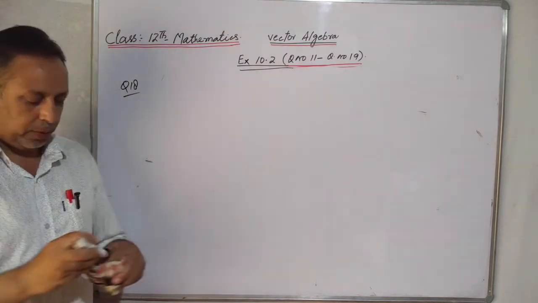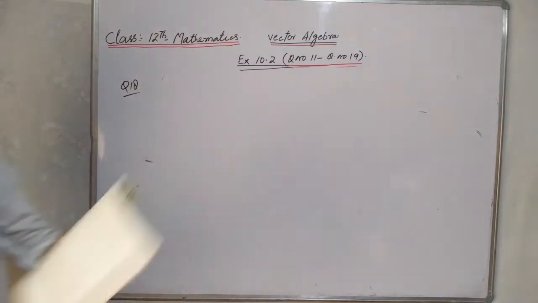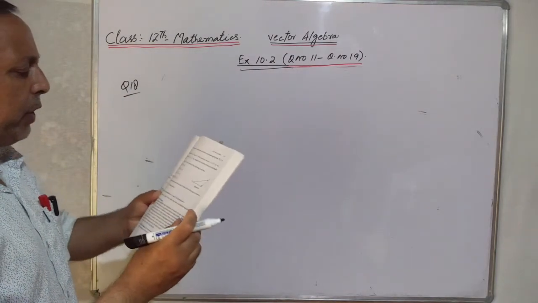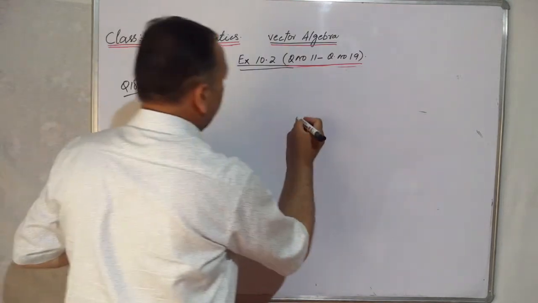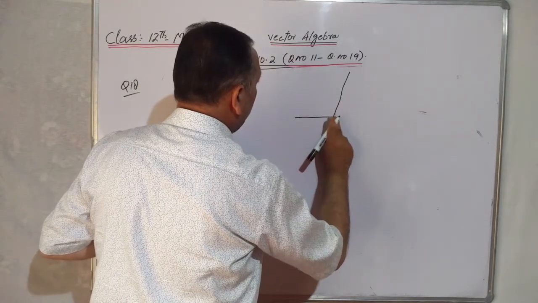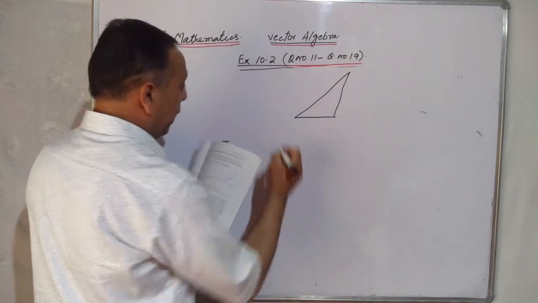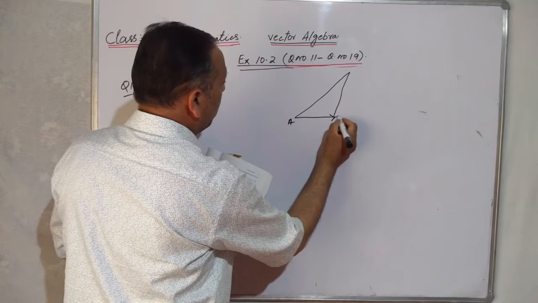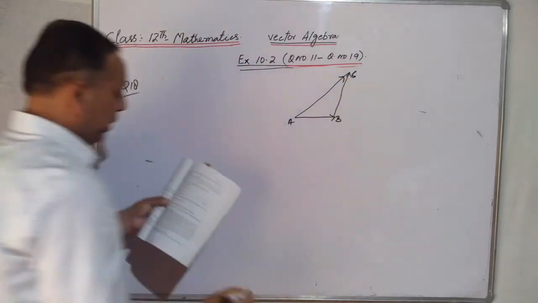The 18th question is: in triangle ABC, which of the following statements is not true? A triangle ABC is given. Which statement is not true?